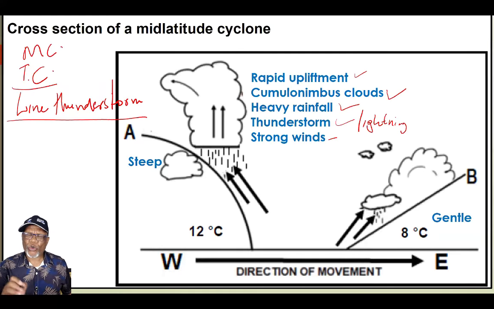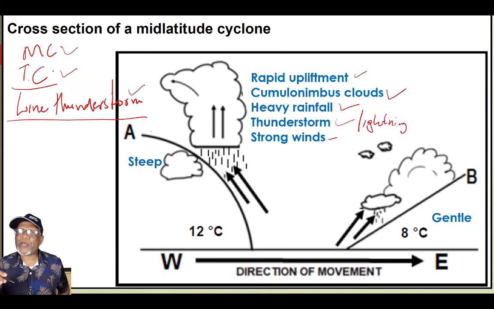Now, what are the impacts? What are the impacts of these clouds? They will be the same. The impacts of cumulonimbus clouds, whether it is the cumulonimbus clouds with a mid-latitude cyclone, cumulonimbus clouds with a tropical cyclone, or cumulonimbus clouds with a line thunderstorm.